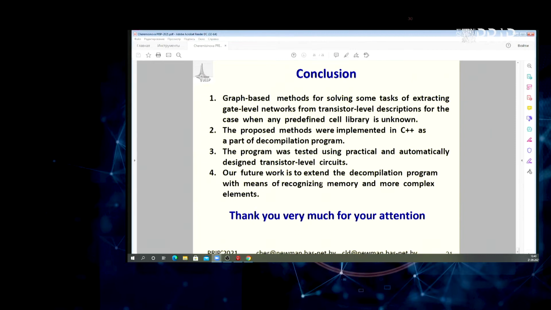And so the conclusion. We propose graph-based methods for solving the task of decompilation of flat transistor circuits in the case when the cell library is unknown. The proposed methods are implemented in C++ as a part of a decompilation program. Our future work is to extend the decompilation program with means of recognizing memory and more complex elements. Thank you very much for your attention.